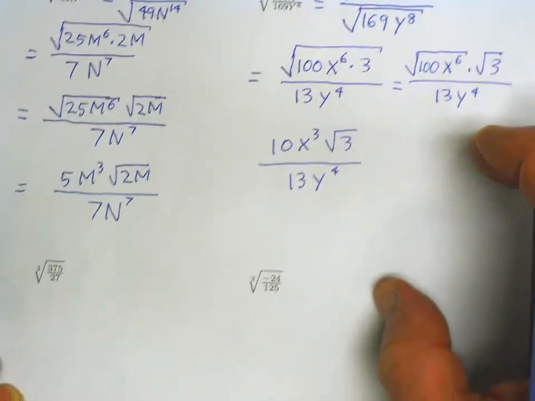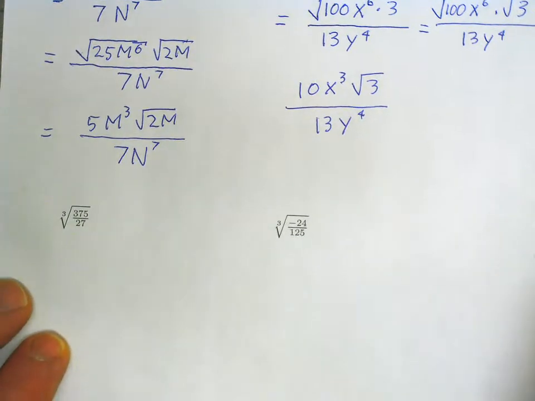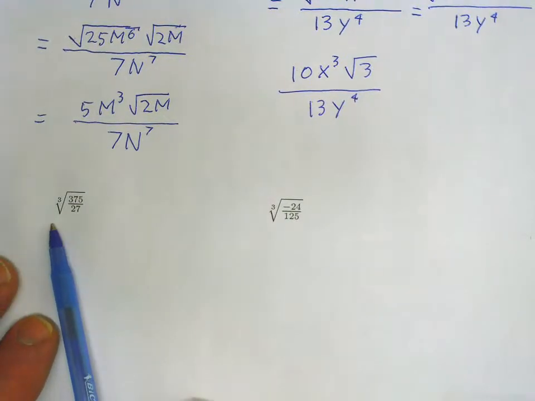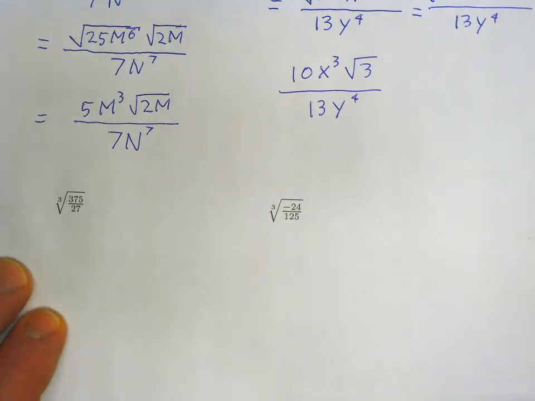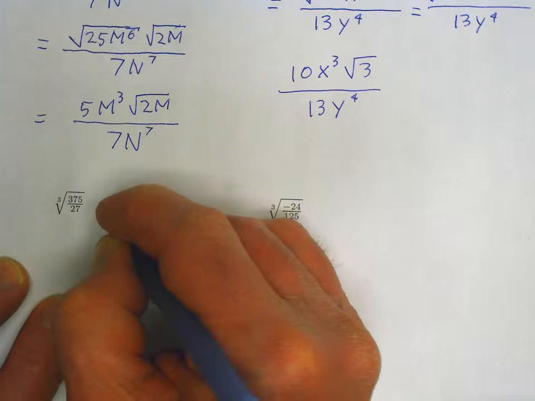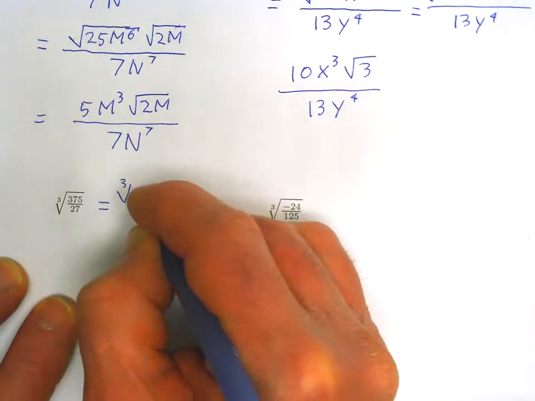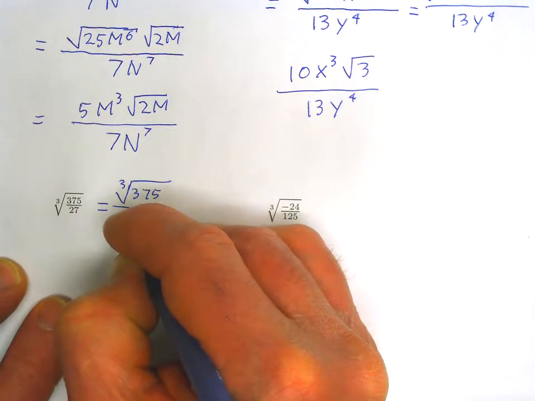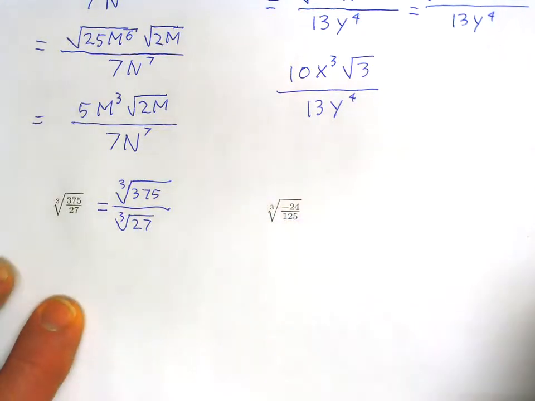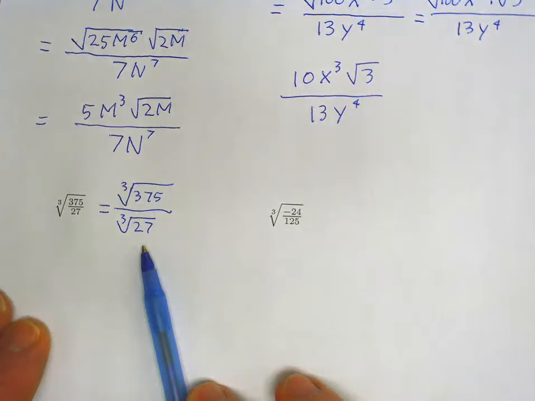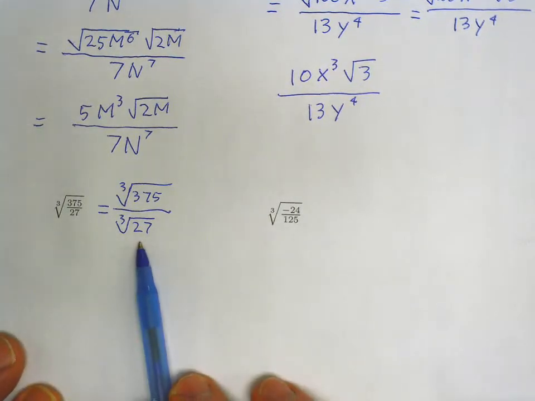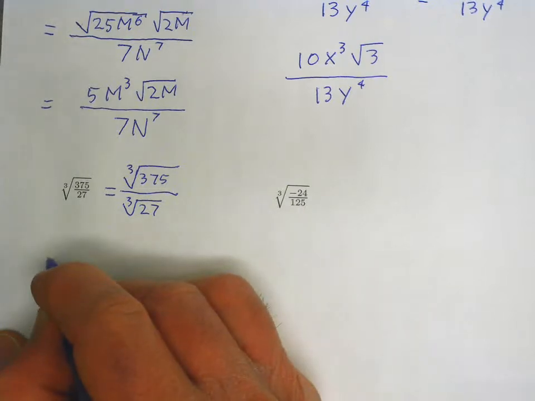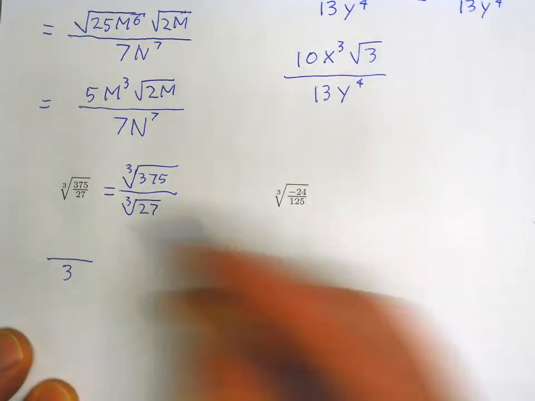Okay, we'll do a couple of quotients of radicals with cube roots. Okay, so this one, the cube root of 375 over 27. Let's write it as the cubed root of 375 over the cubed root of 27. The denominator simplifies to a whole number because 27 is a perfect cube. So the denominator, the cubed root of 27 is 3.